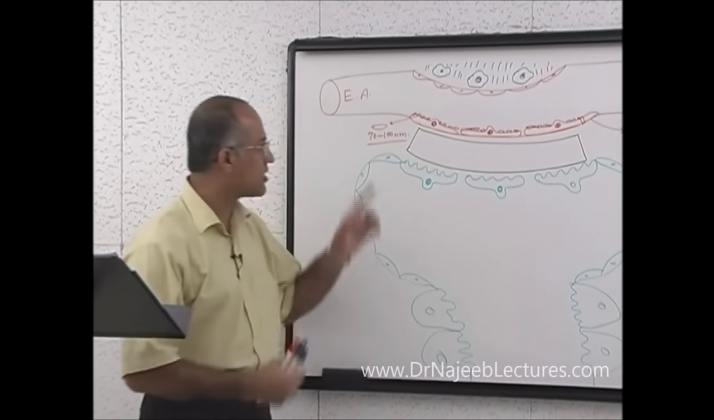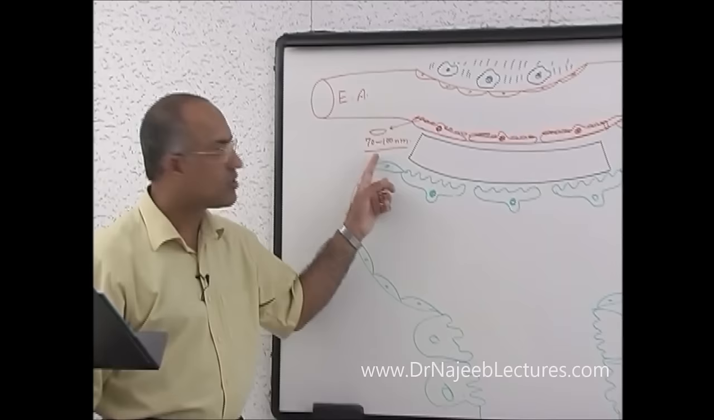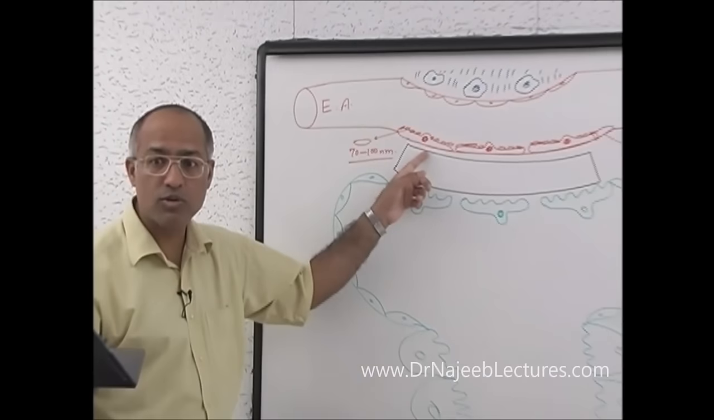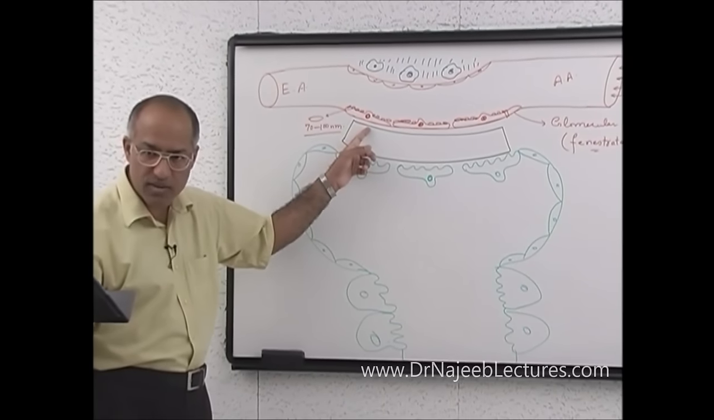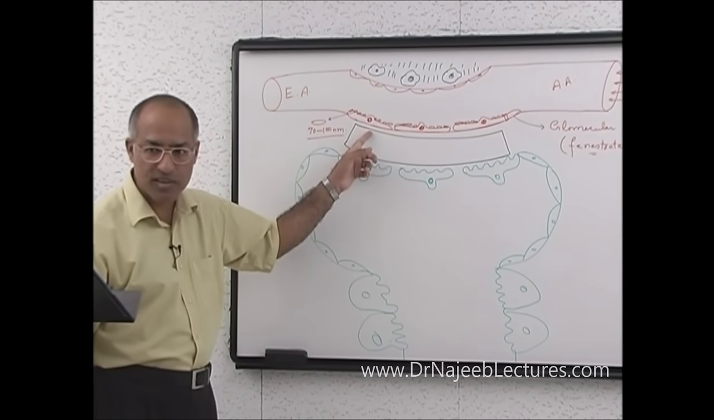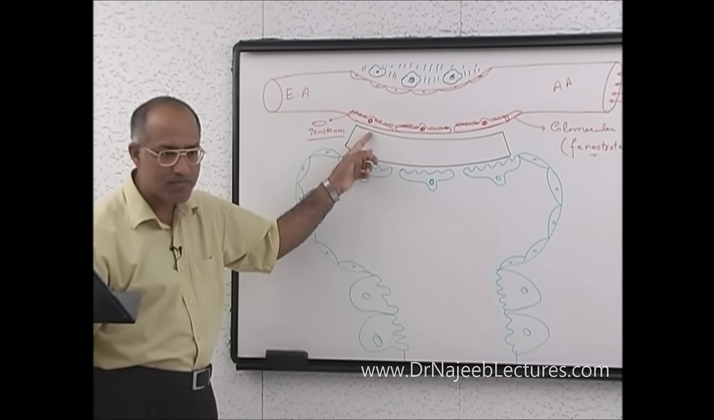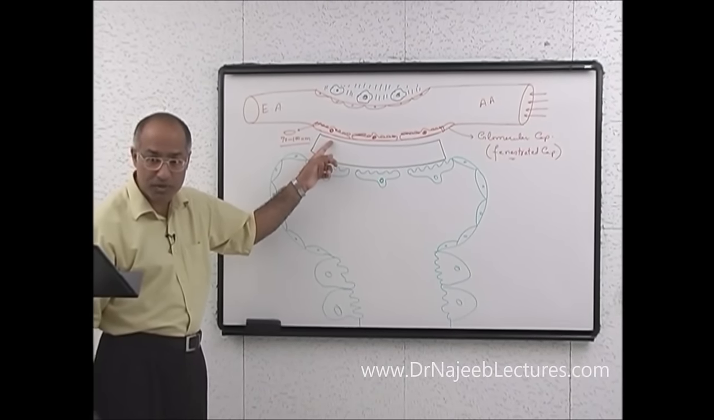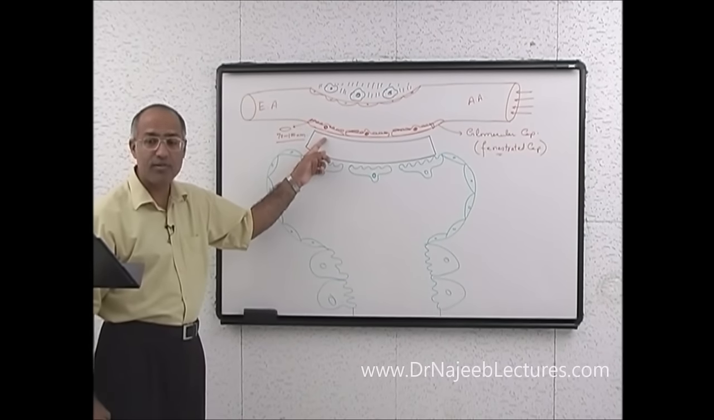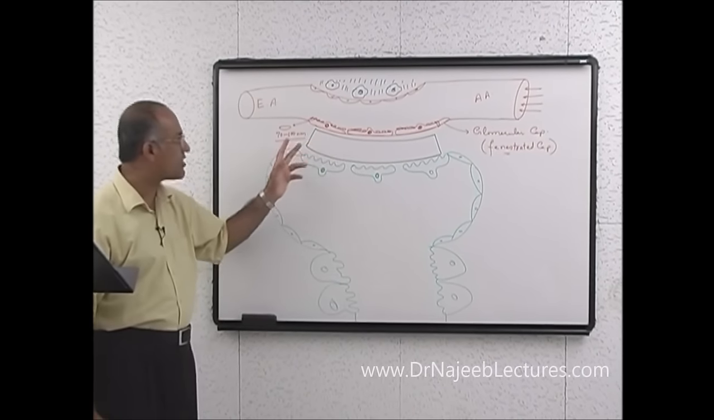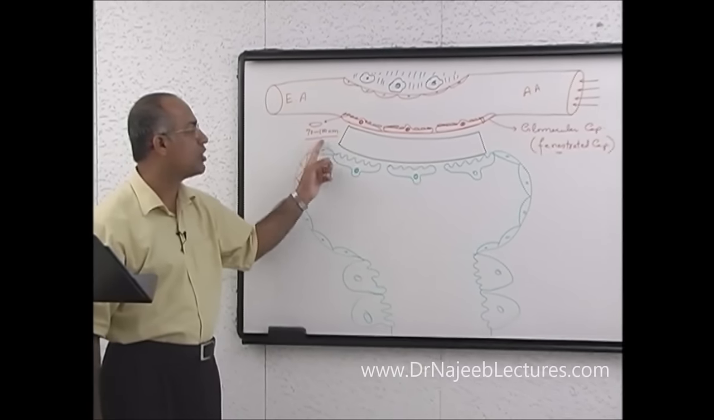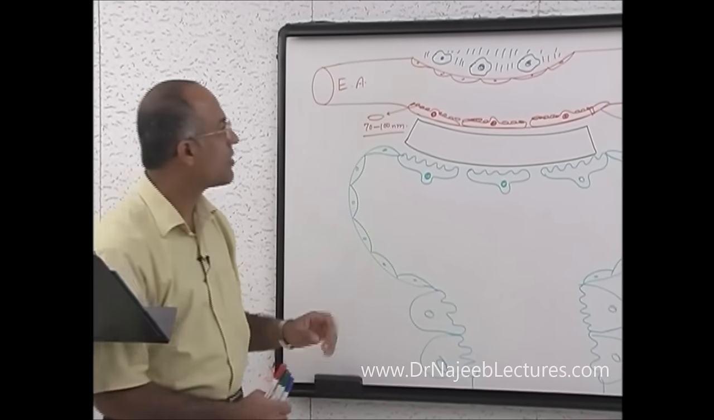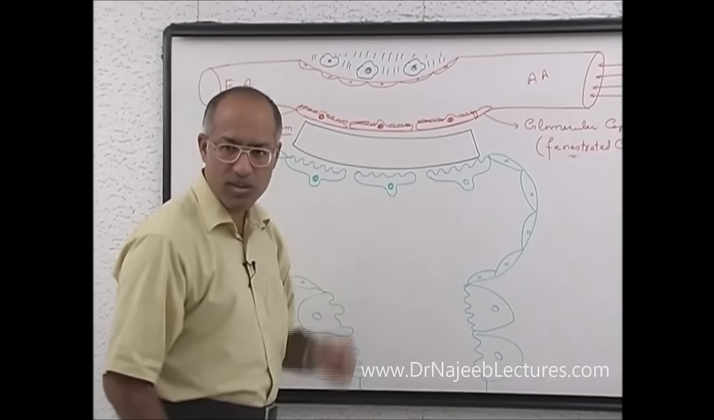So what is the size of fenestrations? Every fenestration is somewhere between 70 to 100 nanometers. And every endothelial cell has thousands of fenestrations. Due to that reason, you can say these are unusual perforated endothelial cells. Of course, these perforations or fenestrations enhance the filtration process. And the average size is somewhere between 70 to 100 nanometers per fenestration. Is that right? Now, this was a specialty of what thing?